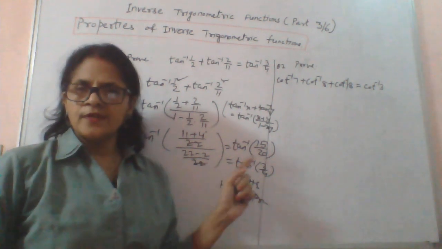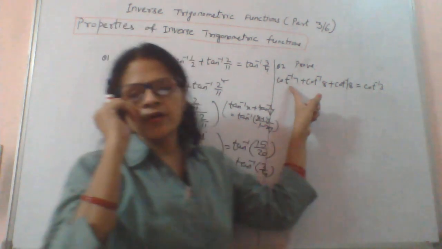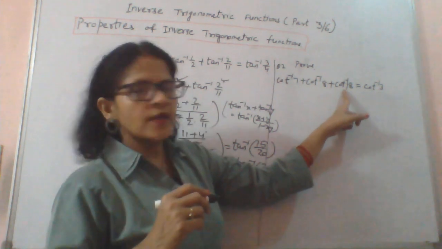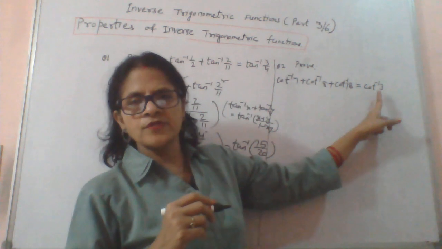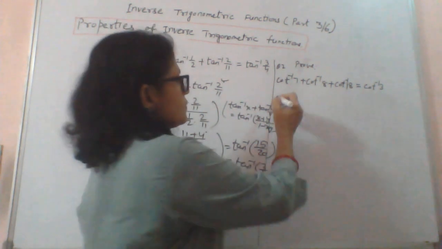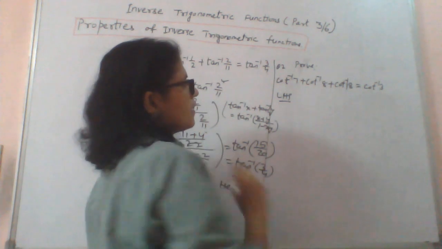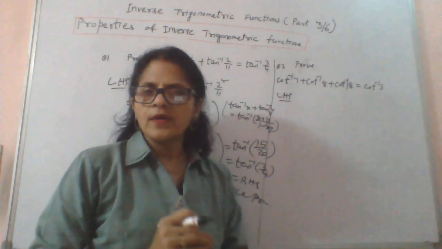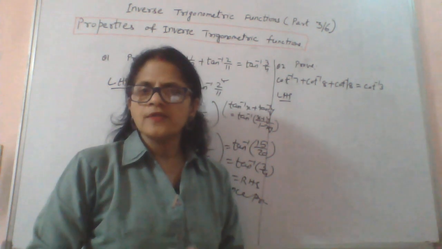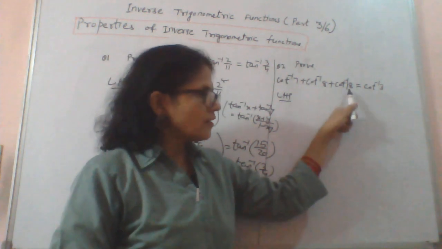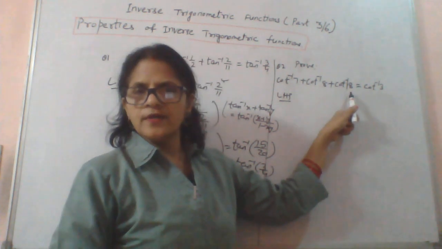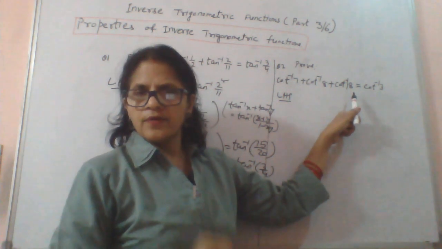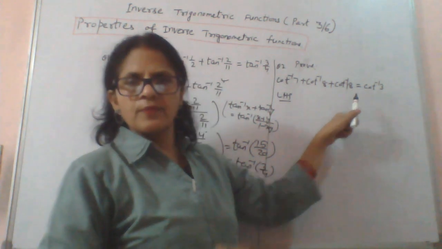Okay, so it is very easy to apply the formula. Now the next question is cot inverse 7 plus cot inverse 8 plus cot inverse 18 equal to cot inverse 3. We have to prove this. So again, to start with LHS, as we know, cot inverse x equals tan inverse 1 by x when x is greater than 0. So 7, 8, 18, all these are greater than 0. It means here we can apply cot inverse x equals tan inverse 1 by x.